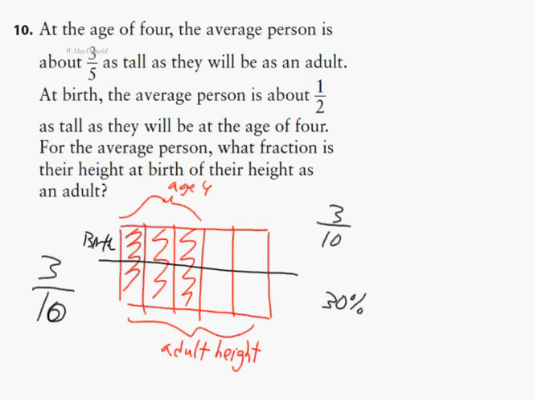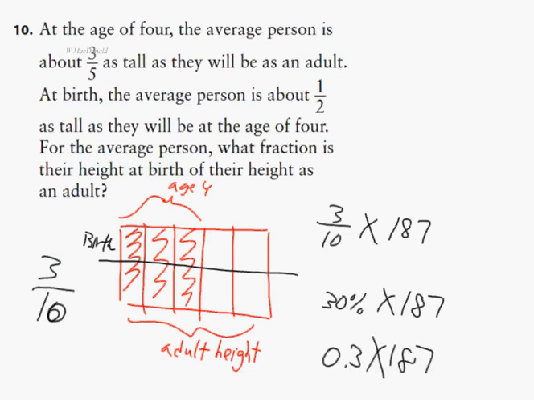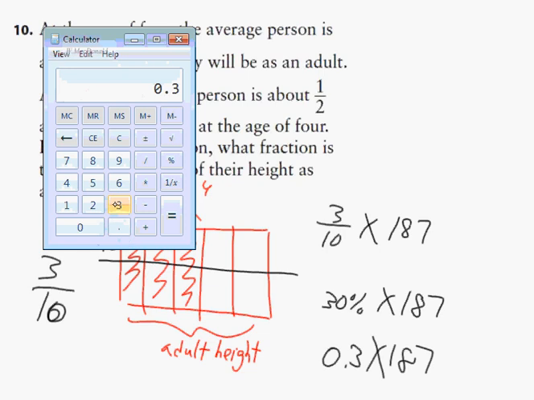So I am 187 centimeters tall, right? So if I'm 30% of 187 centimeters, if I take my calculator out and go decimal 3 times 187, since I'm an adult, I was 56.1 centimeters when I was born, approximately.